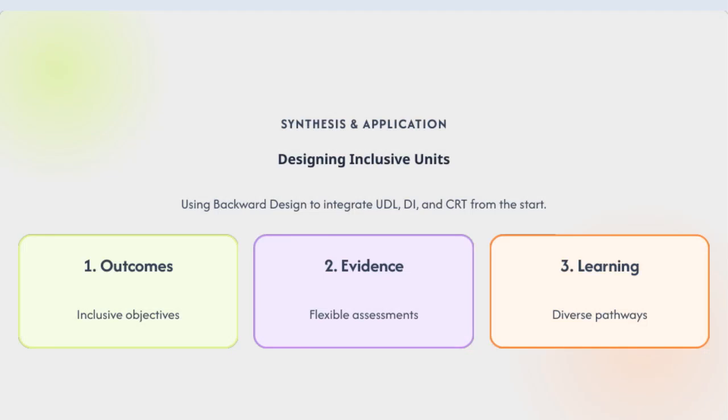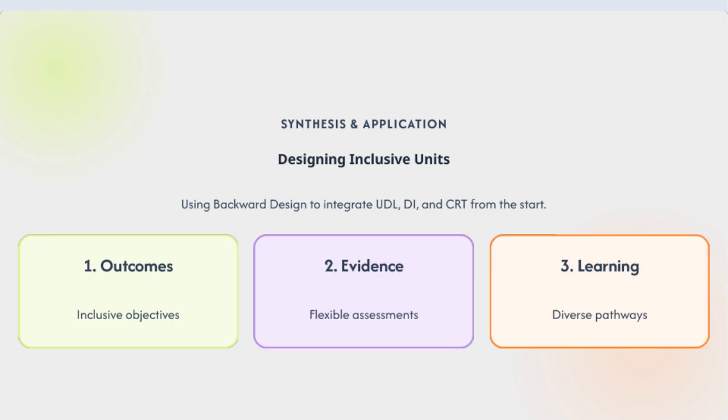Now, let's take a closer look at the concept of diverse pathways. This slide highlights how designing inclusive units involves a layered approach, starting from the outcomes, moving through evidence, and finally focusing on learning. At the foundation, we have outcomes, which are the clear goals we want all students to achieve. Next, we look at evidence.